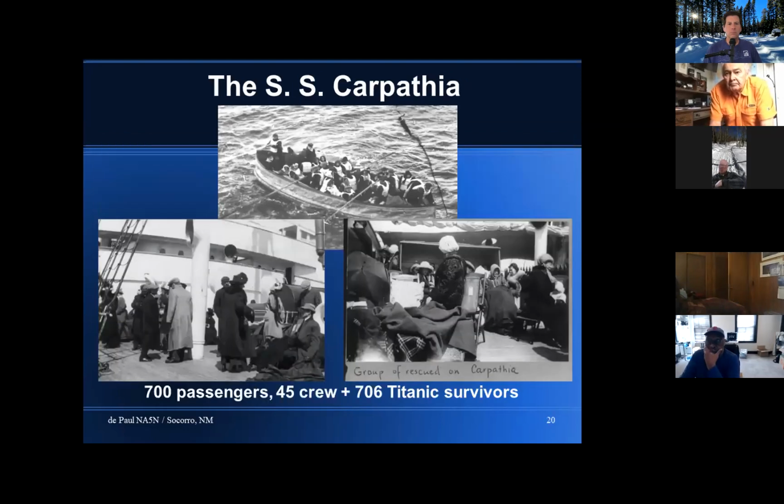These are actual photographs that were taken from the Carpathia. The Carpathia was really a small ship. It was designed to have 700 passengers. The Titanic had 3,000 passengers, plus probably 4,000 or 5,000 employees and shipmen. The Carpathia has 700 passengers and 45 crew. Pile on top of that the 706 Titanic survivors that it was able to pluck out of the water and save. It was terribly overloaded, but they did the job.